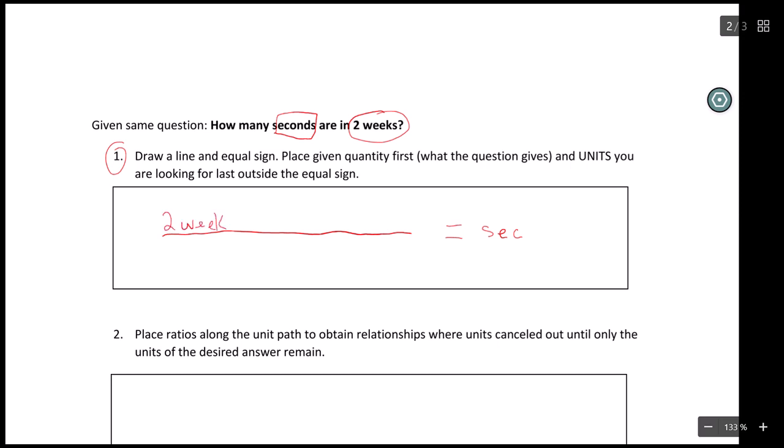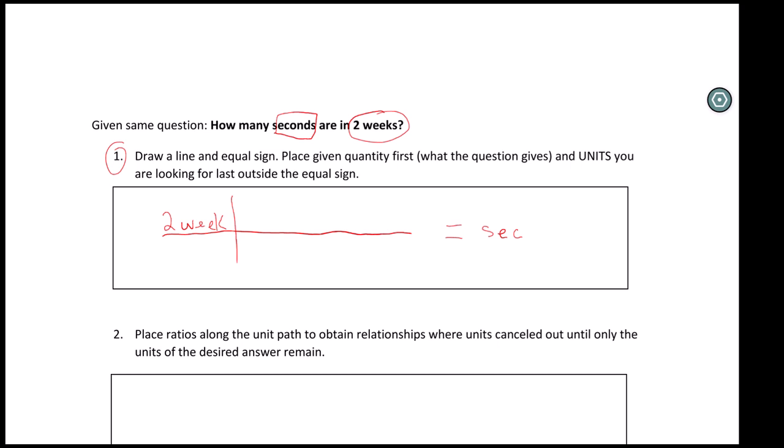So I'm going to go along my little line, and I want to eventually end up so my units equal seconds. This is called the unit path, some people will call it, this line right here. And what we do is we usually just make a line above it, and that will be a break between one ratio and another ratio.